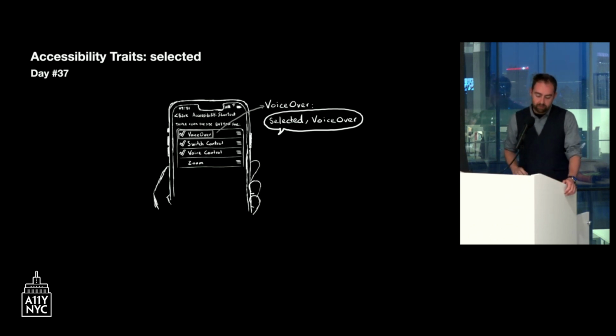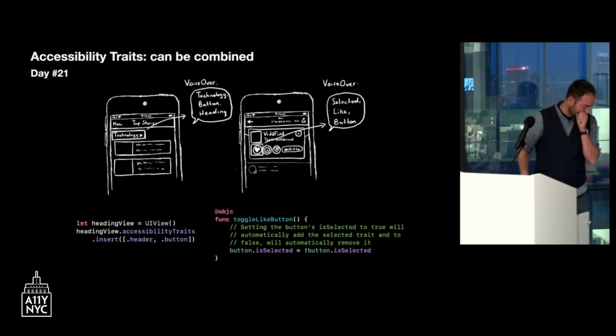We are a bit short on time, so just another one is selected, for example. In Spotify, we used to have a heart button, and that's one instance where we use the selected trait. If it was unfilled, it would say something like button. If it was filled, it would say something like selected like button. So just an example.